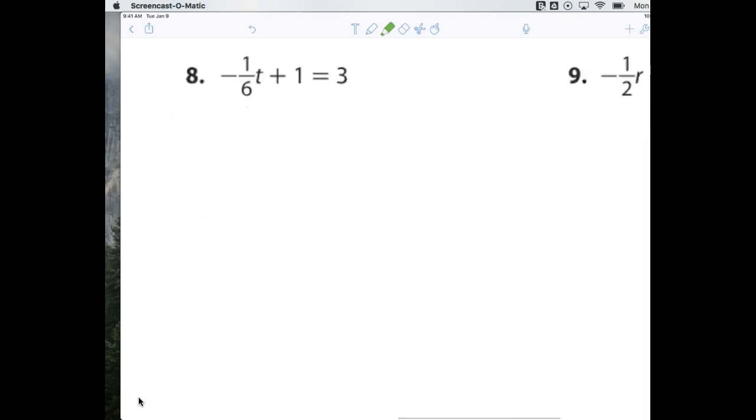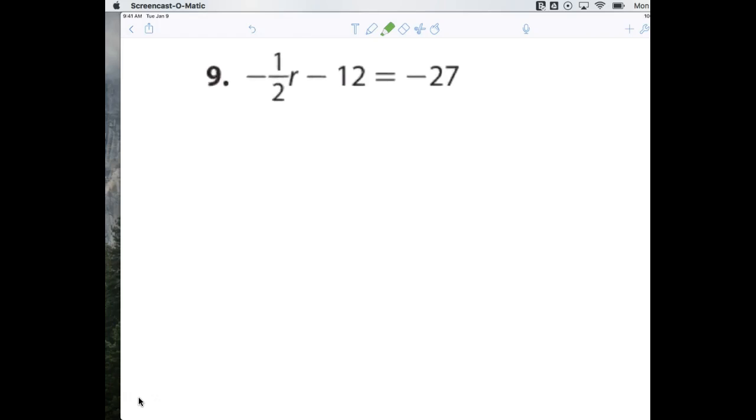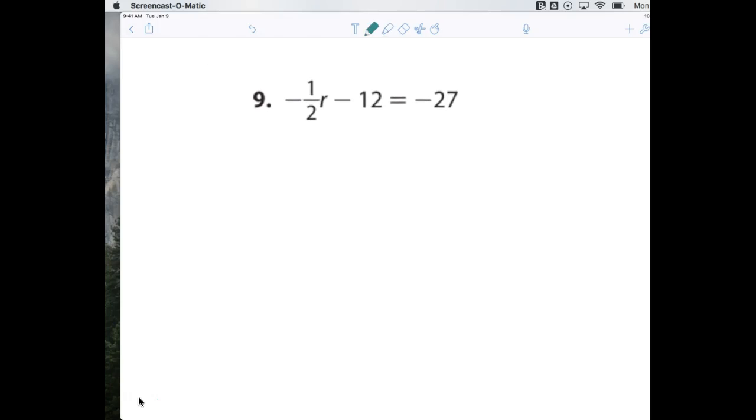So here we go with number 9. Chloe, what am I doing? You're adding 12. Adding 12. And then now, do you add those or subtract them? That's right. So now, what's 27 minus 12?